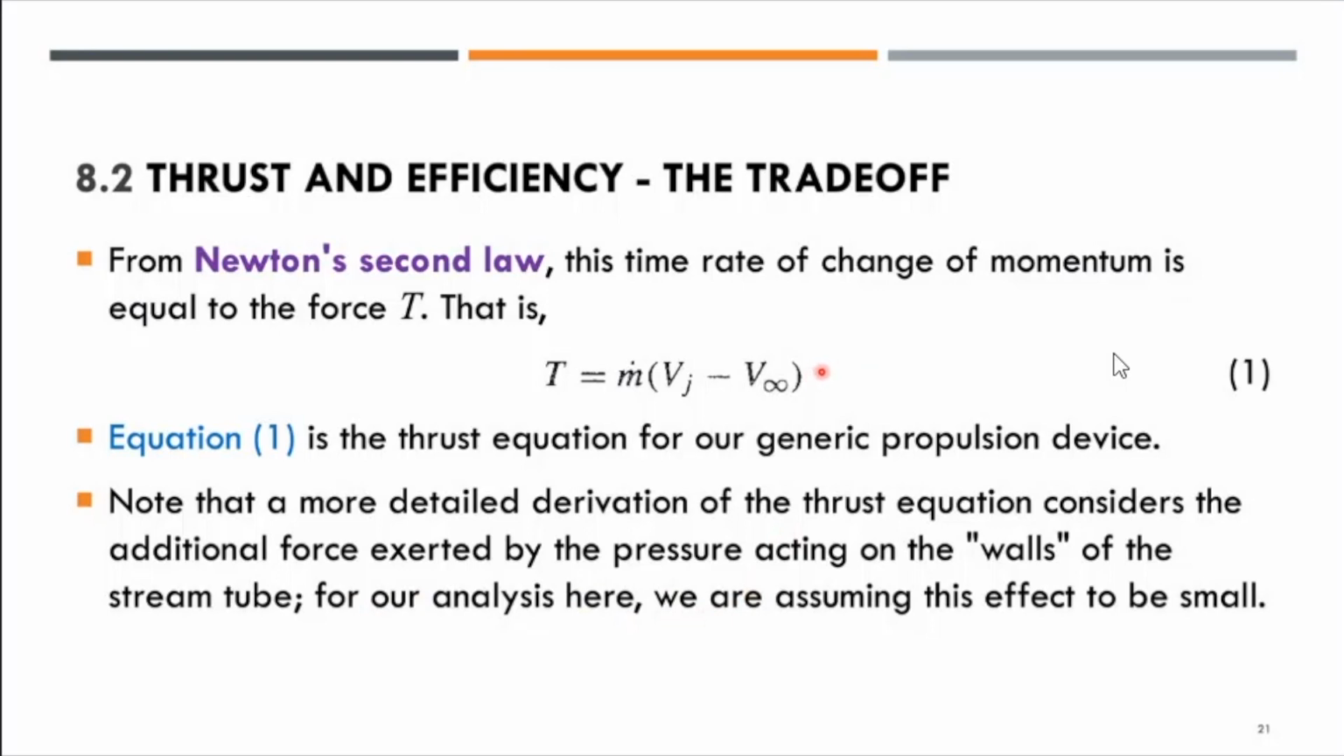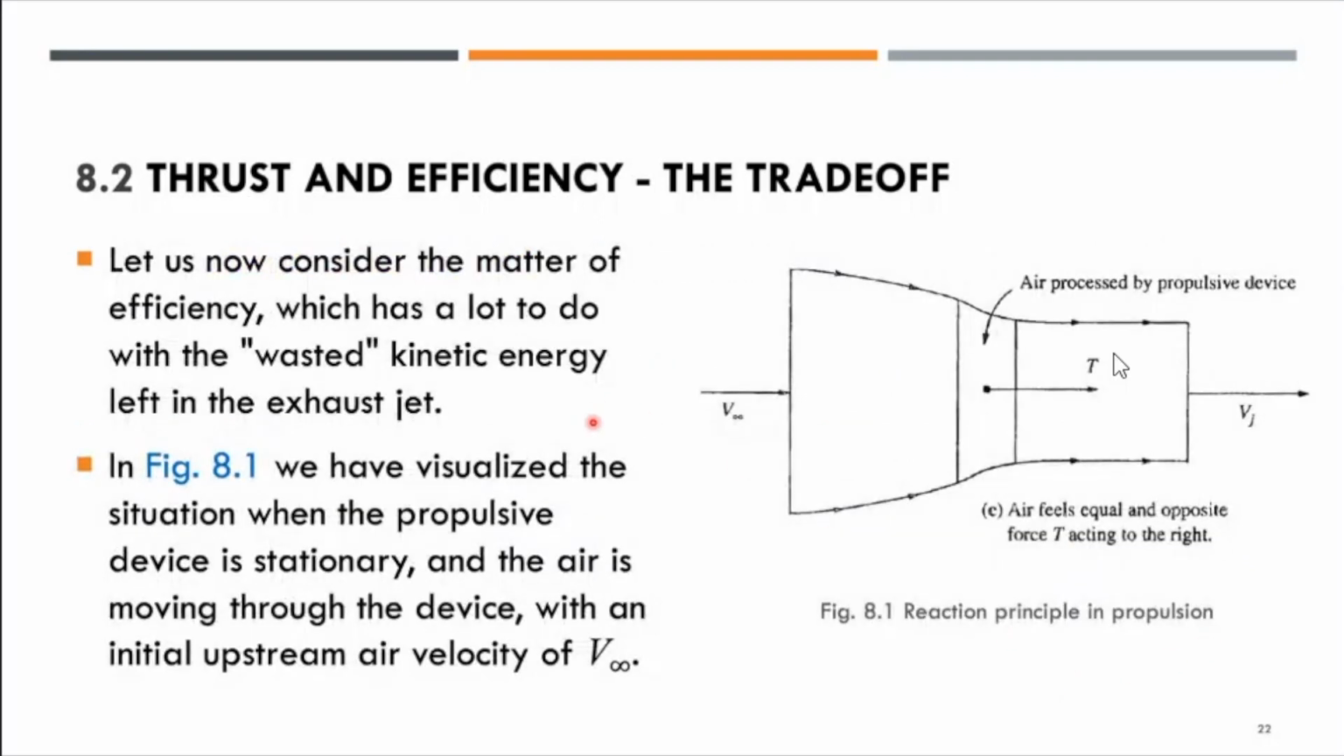In this particular case, we assume this effect to be very small. Normally, for a complete jet engine equation, you have the element of the pressure times the area of the nozzle, but in this particular case, we assume that it will be very small. Alright, so let us now consider the matter of efficiency between thrust and efficiency, which has a lot to do with the wasted kinetic energy left in the exhaust jet. What is the kinetic energy coming out at the jet here?